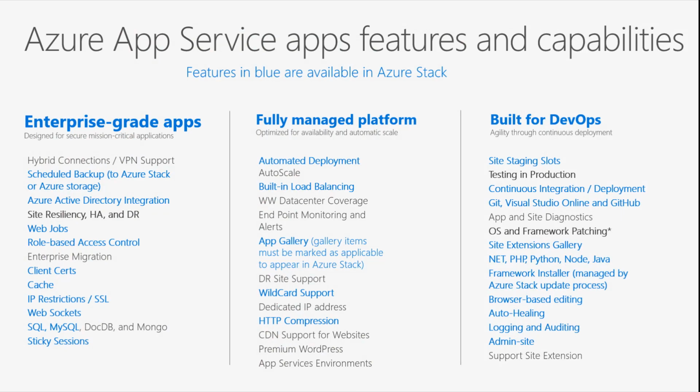This is a big slide with a lot of information. We tried to narrow it down, but everything on here is what is available in Azure for web apps. The items highlighted in blue are specific to Azure Stack. So just briefly, we'll touch upon these. We have scheduled backup. We have Azure Active Directory integration, web jobs, role-based access control. We've talked about that in other sessions so that we can control who can access what and how with either owner, contributor, or reader rights. We support client certs, cache, IP restrictions, SSL, WebSockets, SQL, MySQL.